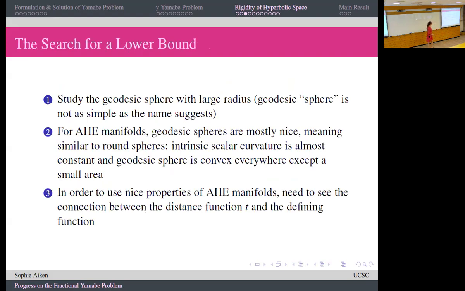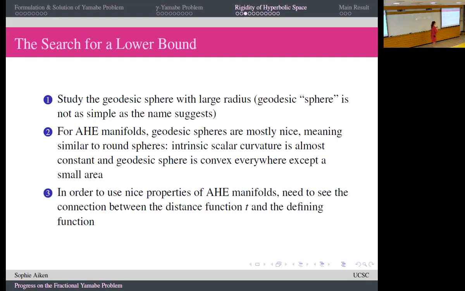Okay. So this process of finding a lower bound, the first thing we want to do is understand how geodesic spheres with large radius compare to level sets of our defining function. Geodesic spheres are working with distance functions moving out toward the boundary. Our functions start at 0 on the boundary and push in. So I need to know how these two spheres line up.